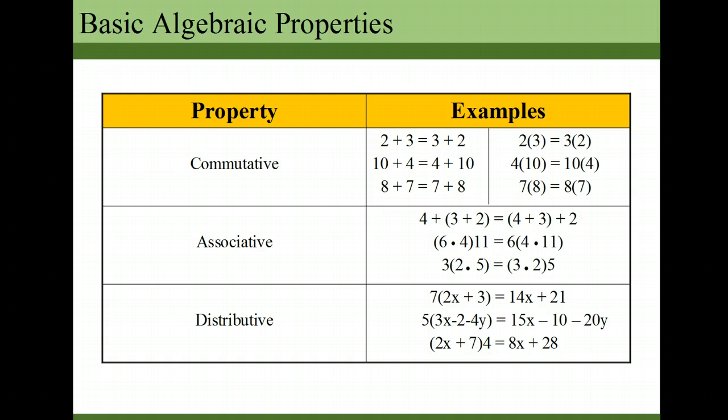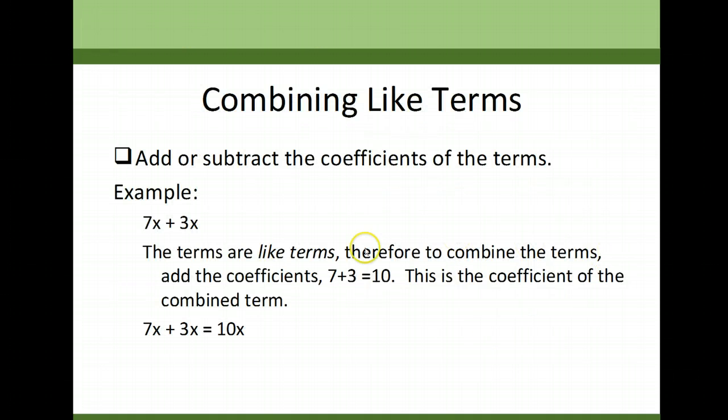Excellent. All right, now let's get to the idea of what's called combining like terms. If we're going to combine like terms, we just add or subtract the coefficients of the terms. For example, 7x plus 3x. If I had 7 apples and I wanted to add 3 apples, how many apples do I have? Well, you just combine the numbers of apples you had before. That would be 10 apples, correct? And that's exactly what we're doing here. Instead of apples, we're talking about x's, though.